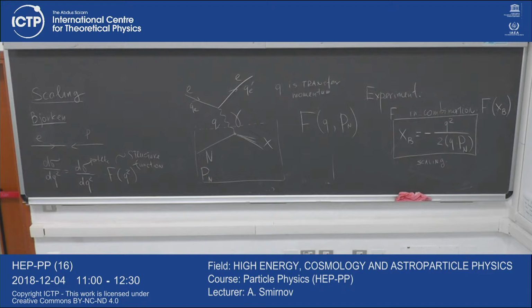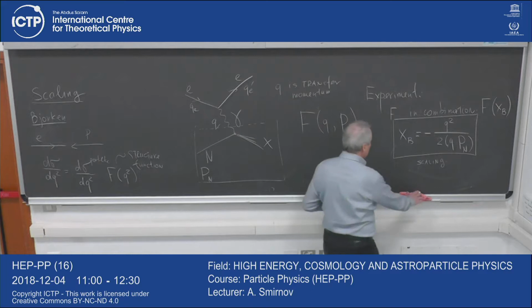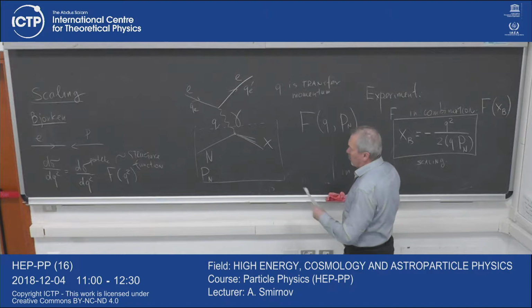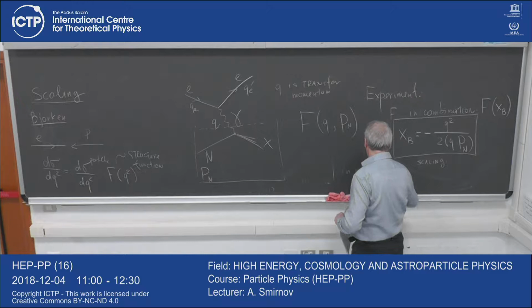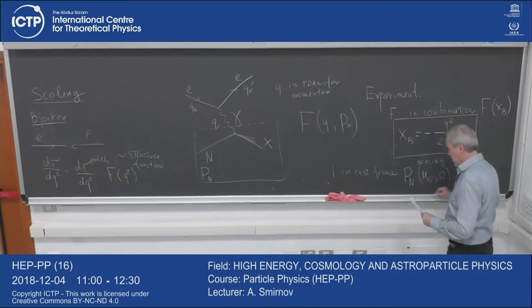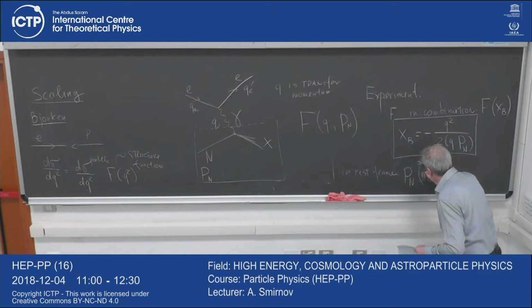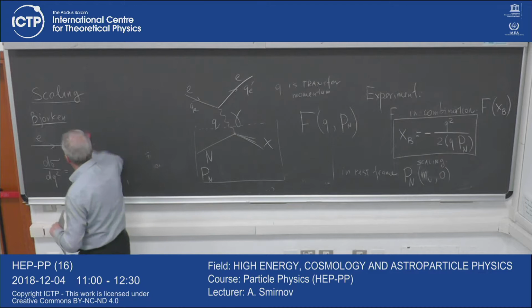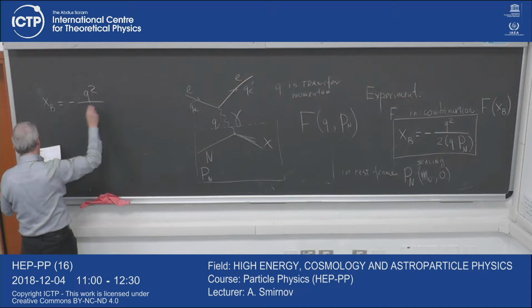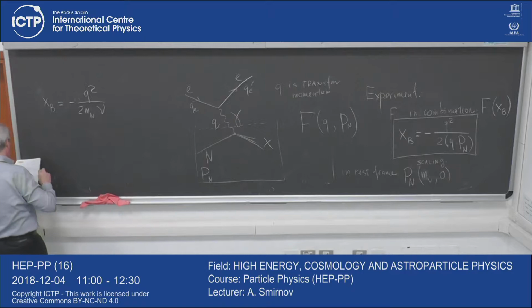So this is a Lorentz invariant combination, right? That's all in four-dimensional variables. In the rest frame of the nucleon, when P_N is just the mass of the nucleon and the momentum is zero, this variable x becomes Q squared over 2 m_nucleon multiplied by nu, and nu is the exchange of energy, the change of energy of the scattered particle.